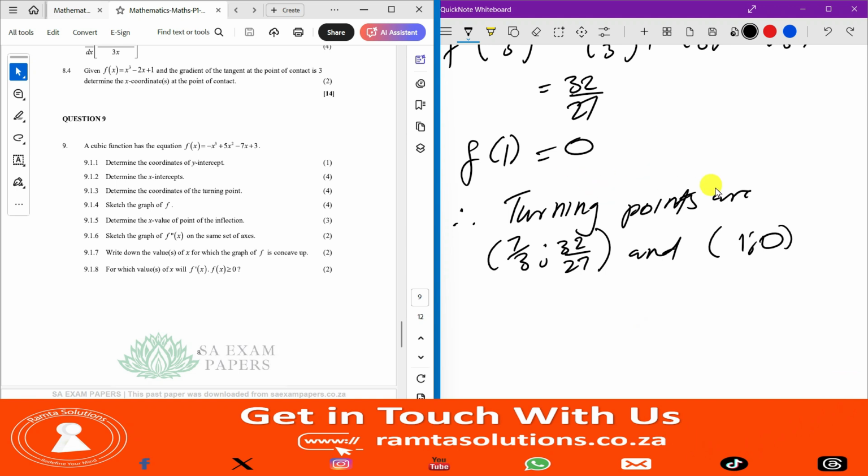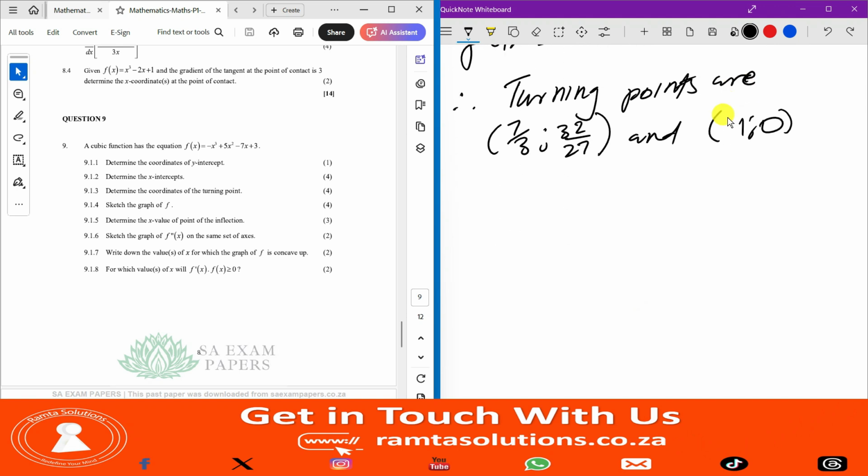Okay, so these are our turning points. All right, these are our turning points. So we are good to proceed. Now they say, I don't like this 9.1.4, but it's okay. 9.1.4, they say sketch the graph of f.